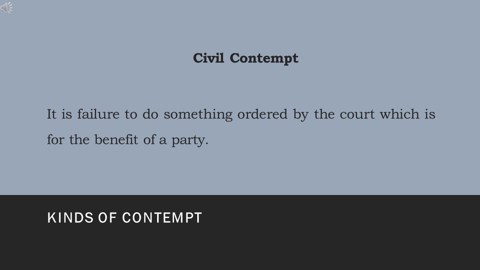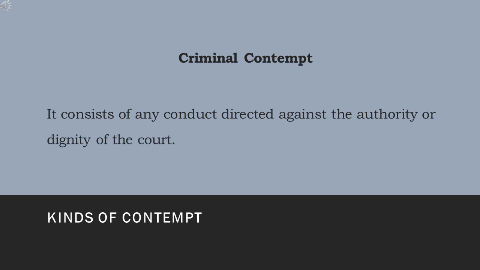Civil contempt. It is failure to do something ordered by the court, which is for the benefit of a party. Criminal contempt consists of any conduct directed against the authority or dignity of the court.